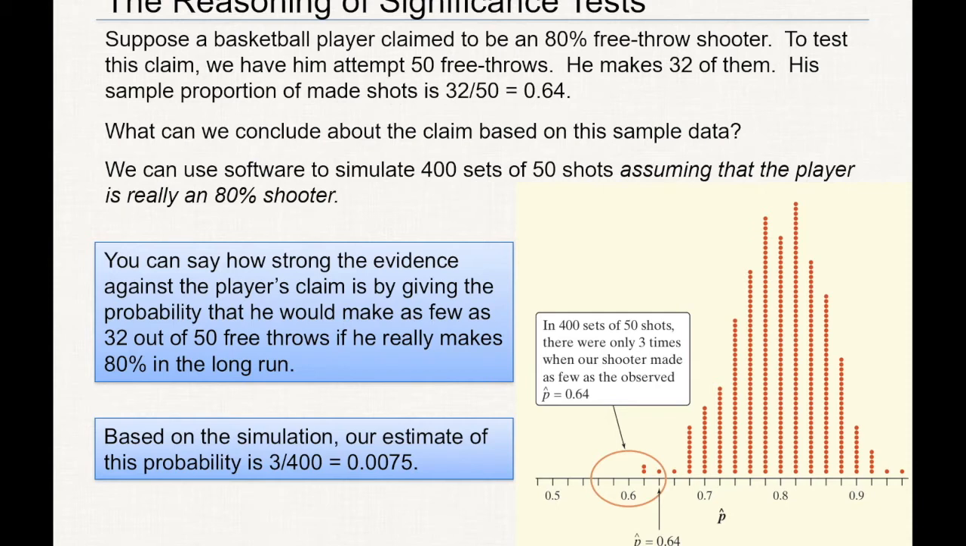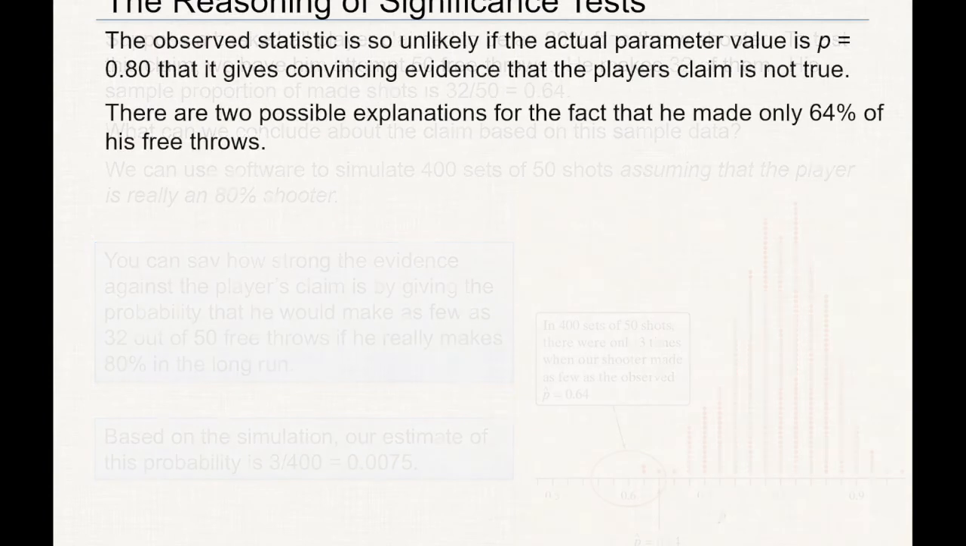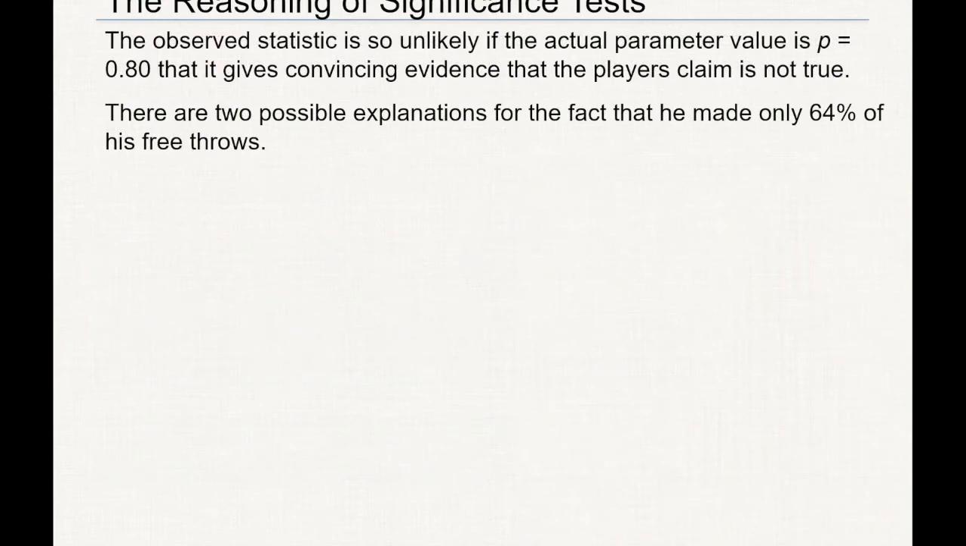0.0075. Now notice with all of our calculations and all of our values, we're still dealing with proportions. Make sure that you take percentages and convert them into proportions. So what does this actually mean then? If we thought that the population parameter was 0.8, but our observation of 0.64 is so rare that there's only 3 out of 400 simulated occurrences of it occurring, well, there's only 2 conclusions that we can make.